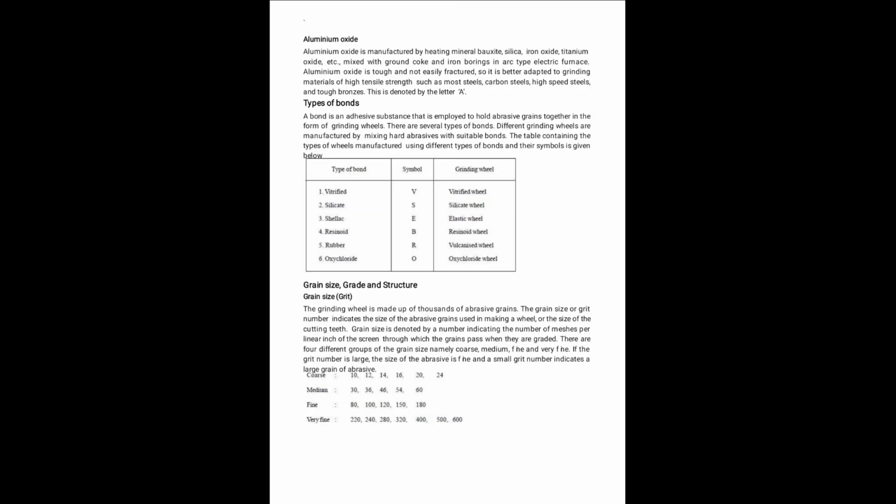The types of bonds used. The bond is an abrasive material that is employed to hold abrasive grains together in the form of a grinding wheel. There are several types of bonding materials used for the manufacturing of the grinding wheel, mixing hard abrasives in a suitable bonding.